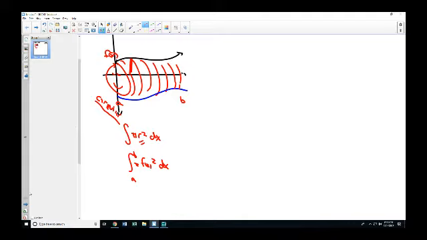So that's a solid. This is called a disk. You'll hear people call it a disk, like a Frisbee disk, because it's a solid circle.